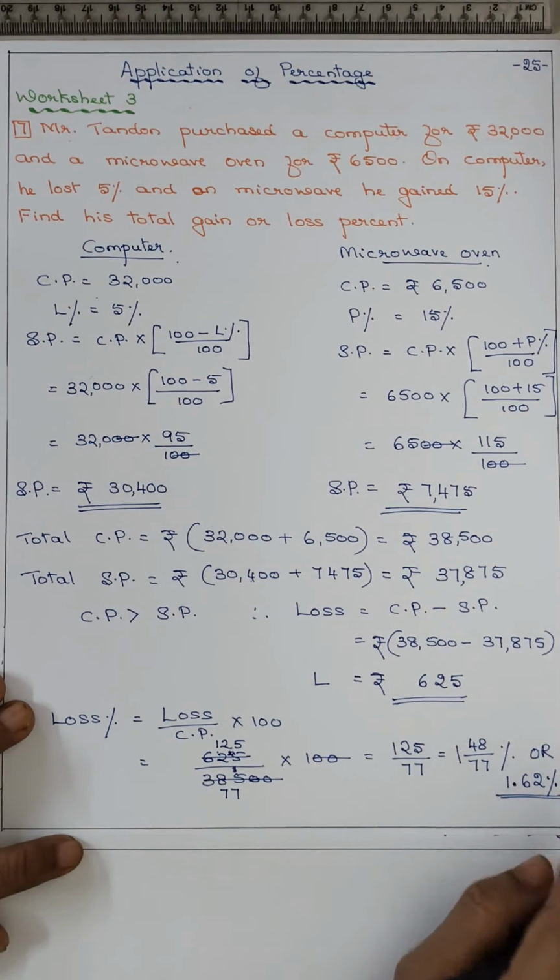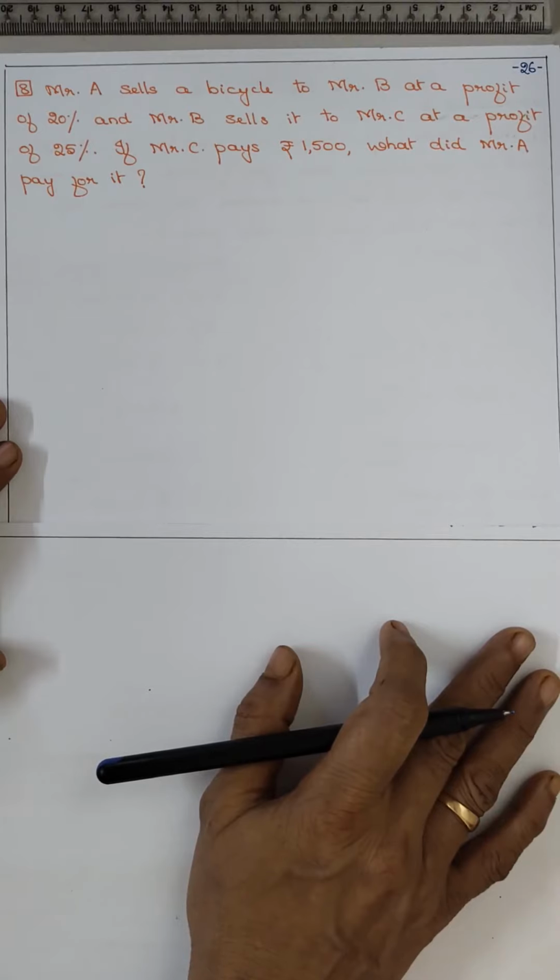Okay. Now coming to the last sum, Mr. A sells a bicycle to Mr. B at a profit of 20%, and Mr. B sells it to Mr. C at a profit of 25%. If Mr. C pays rupees 1,500, what did Mr. A pay for it?